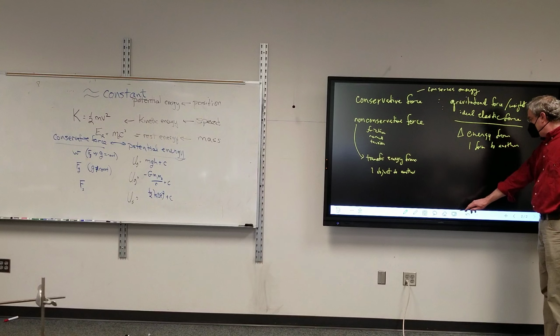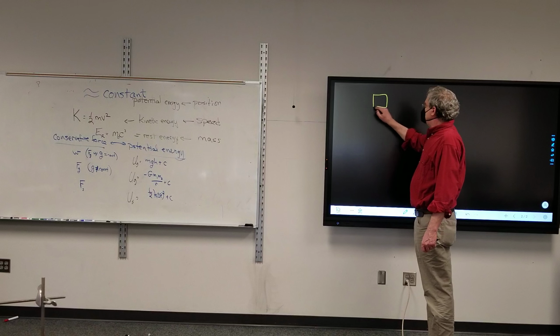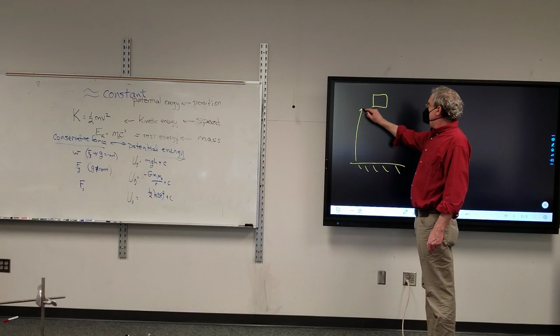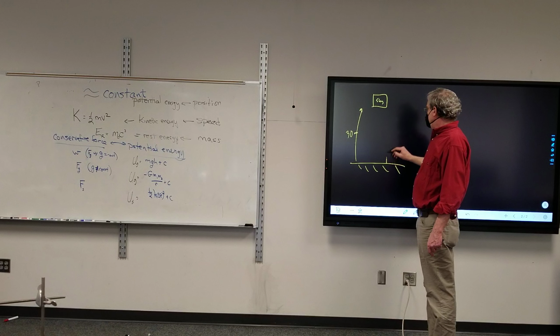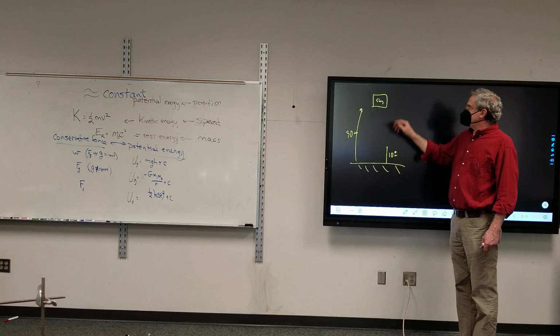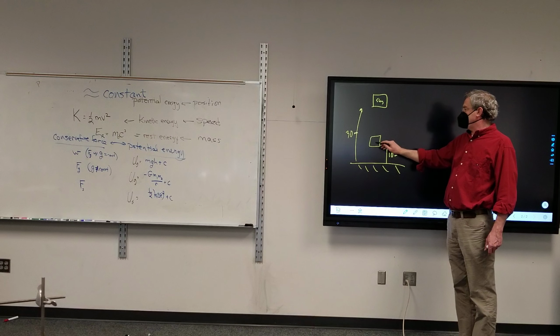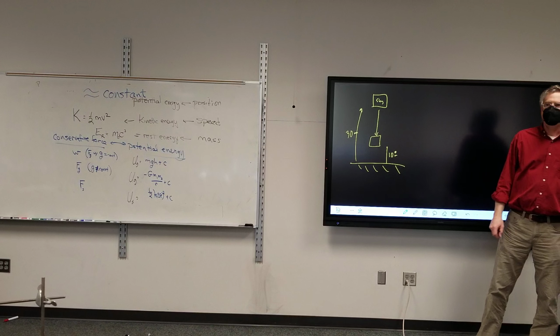All right, here we go. I have a box, because why not? And I have the ground. It starts out 30 meters above the ground. Let's make this a 5 kilogram box. So it starts 30 meters above the ground, and I want to know how fast it is going 10 meters above the ground. No air resistance.